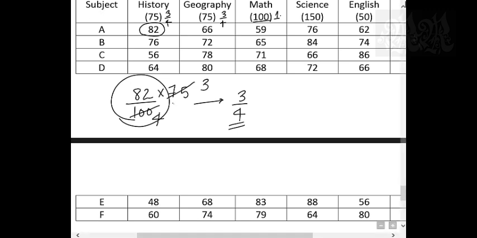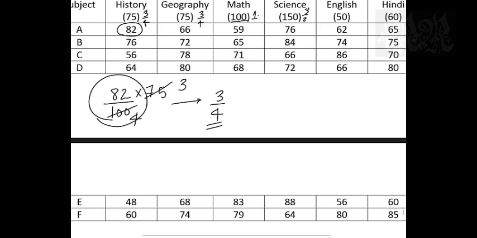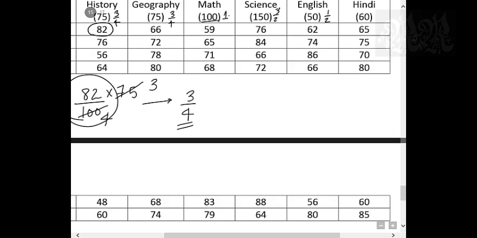What will be the multiplier for 150? 3 by 2. What will be the multiplier for 50? Half, because you're dividing by 100, and 50 by 100 is half. What about 60? 3 by 5. Are we clear with this? So we'll first set the multiplier, then keep the addition thing in our head.